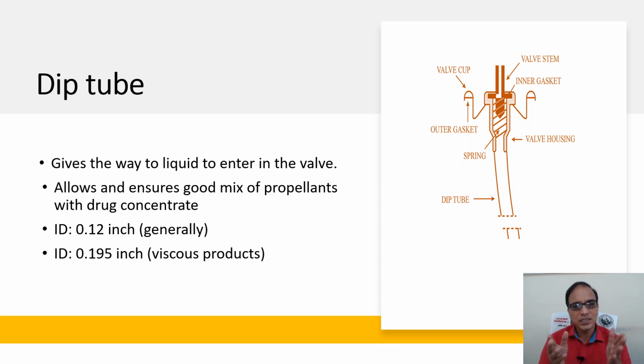It is generally 0.12 inch in internal diameter, and for viscous products the diameter may be somewhat more, ranging up to 0.195 inch. These diameters are asked in GPAT examinations.